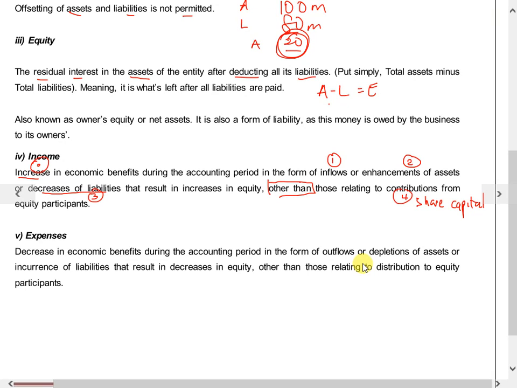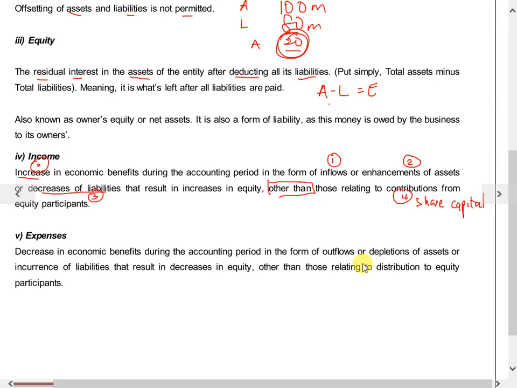Now, income. Increase in economic benefit. And the increase will result in an inflow. Example, cash sales. Okay. If no inflow, never mind. Enhancement of asset means increase in asset. Example, credit sales. I sell on credit, receivable.